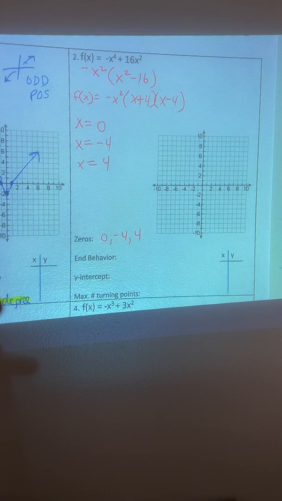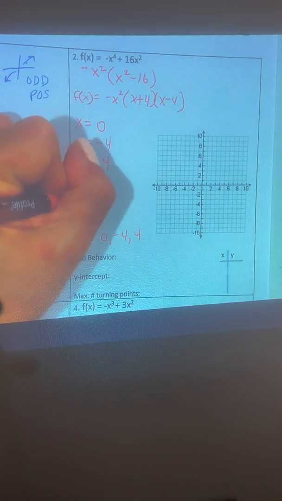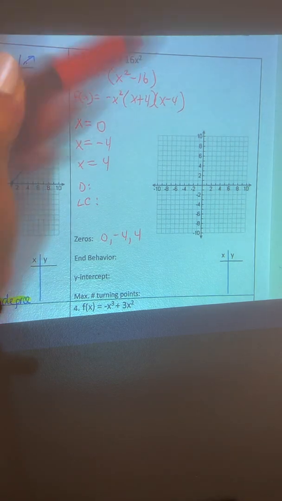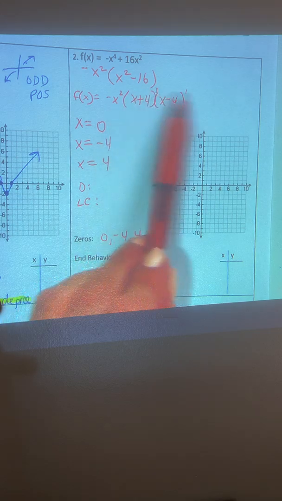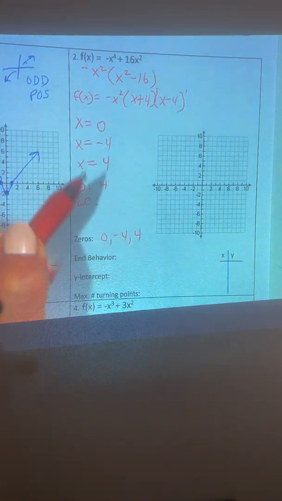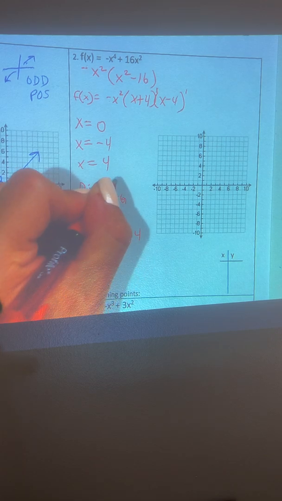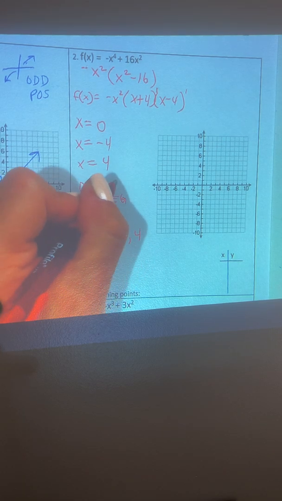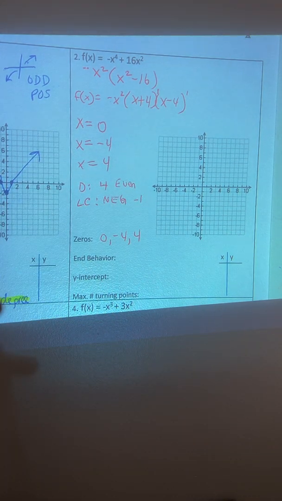Okay, I need a degree. I need a leading coefficient. My degree: 2, 3, 4. Degree is a 4. Leading coefficient is a negative. So what do we got? We got even and negative, because my leading coefficient is -1. All right, so I got even and negative.